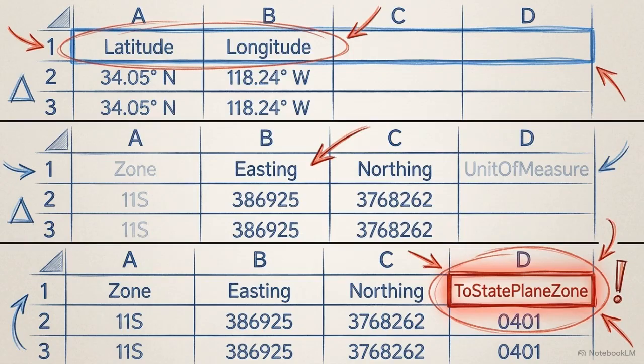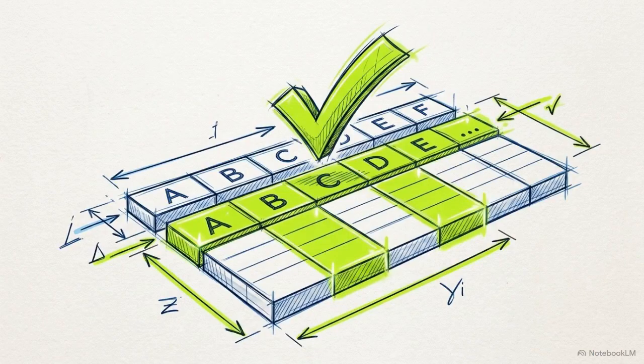For UTM, replace headers with zone, easting, and northing. To output to state plane, add the header state plane zone. Without it, conversion cannot proceed. Using the correct row 1 naming conventions ensures the engine can parse your data accurately.